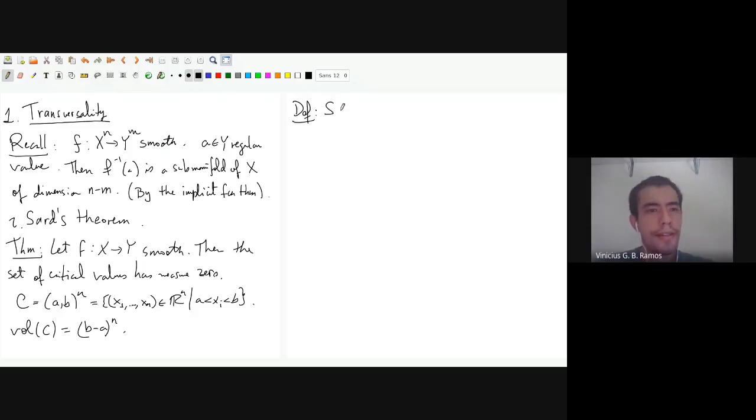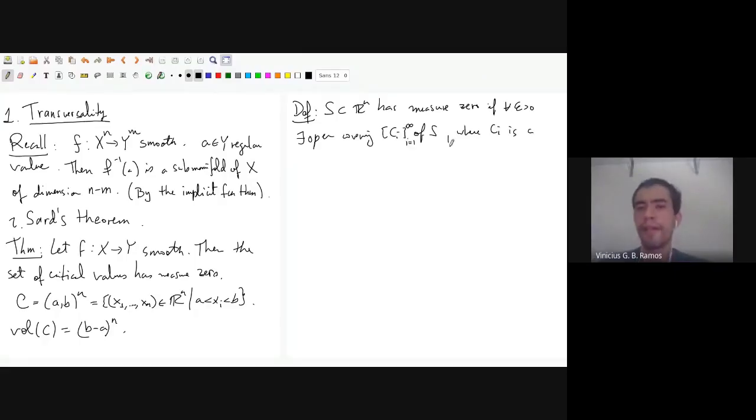And now we can define: we say that a set S of Rn has measure 0 if for every epsilon there exists a covering Ci of S, where Ci is an open cube. It has to be countable, it could be infinite. It's a countable covering, where Ci is an open cube, and the sum of the volumes of Ci, which is actually a series, converges and is less than epsilon.